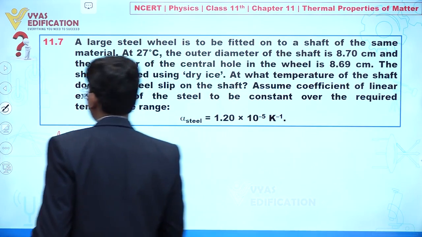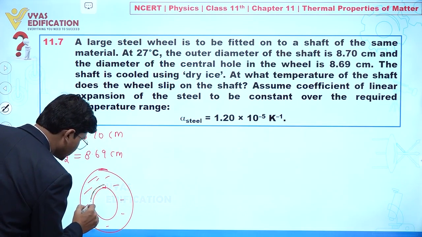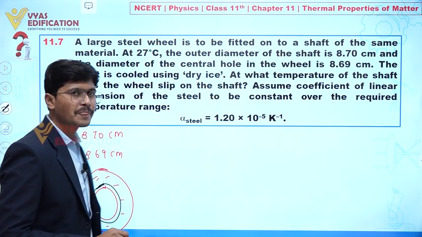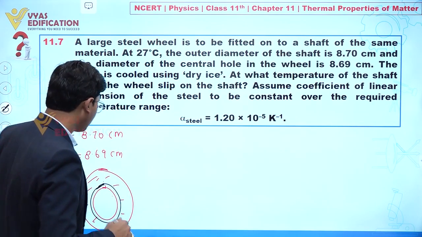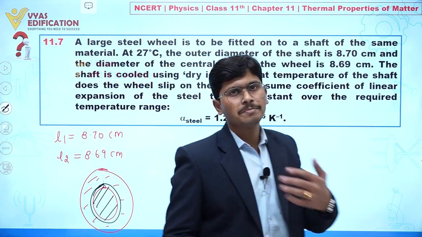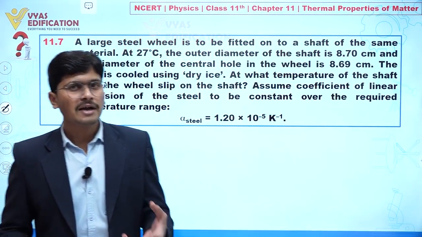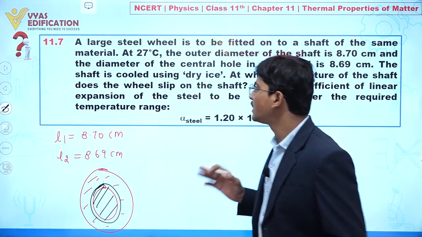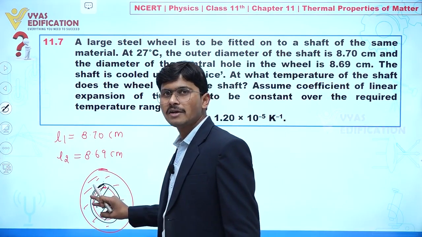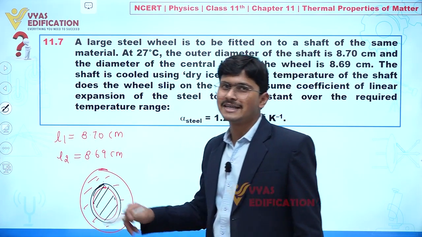At that time, because the diameter of the shaft is given as 8.70, it will be just outside of the inner diameter of this wheel. Now what I want is that this shaft slips on this wheel. For that we are using dry ice, and dry ice contracts this material, which means the diameter of this shaft decreases.